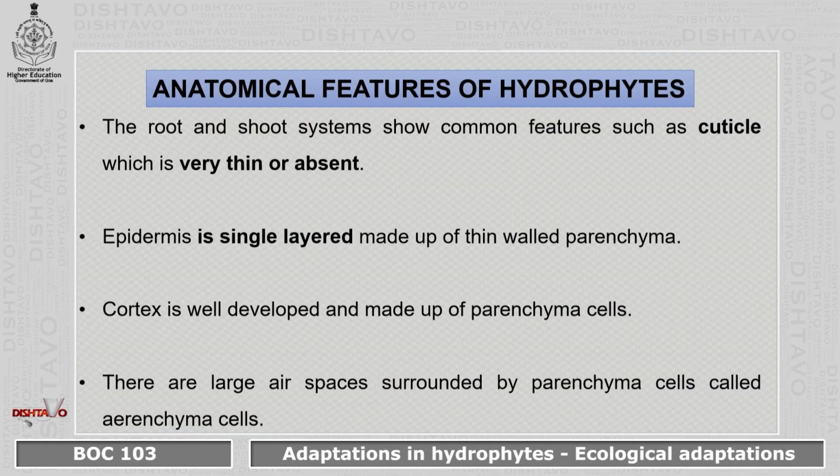Now the epidermis is single layered, which is made up of parenchyma cells, and the walls of these cells are thin. Cortex is well developed and again made up of parenchyma cells. But when we talk of parenchyma cells, we have two types. We can distinguish one as aerenchyma and one as chlorenchyma.